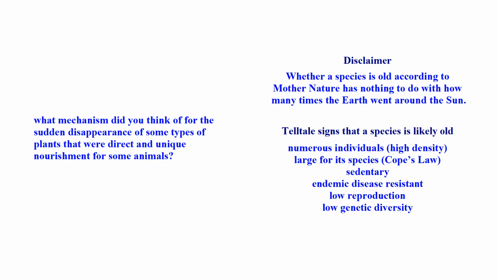What are these signs, clues? Numerous individuals, high density. We're 8 billion people. Large size for a given species. We're a large mammal, and among the primates, we are also big. That's known today as Cope's Law. That means that animals start out relatively small, and over time they grow bigger and bigger. That's how the T-Rexes became big, and that's how we became big.